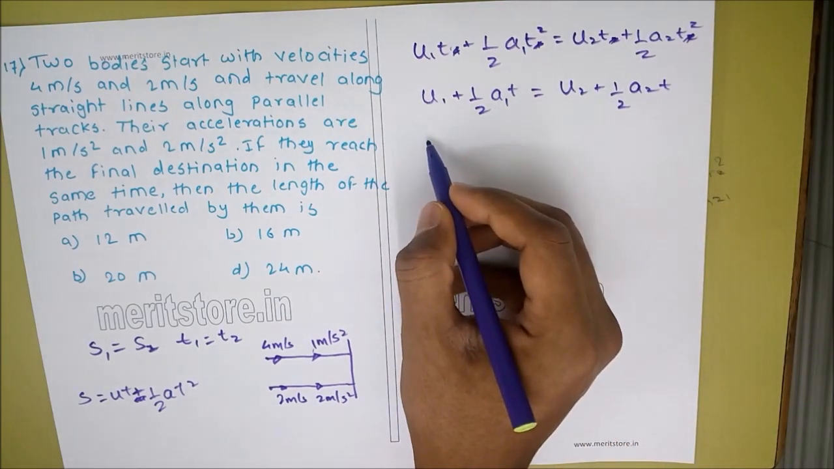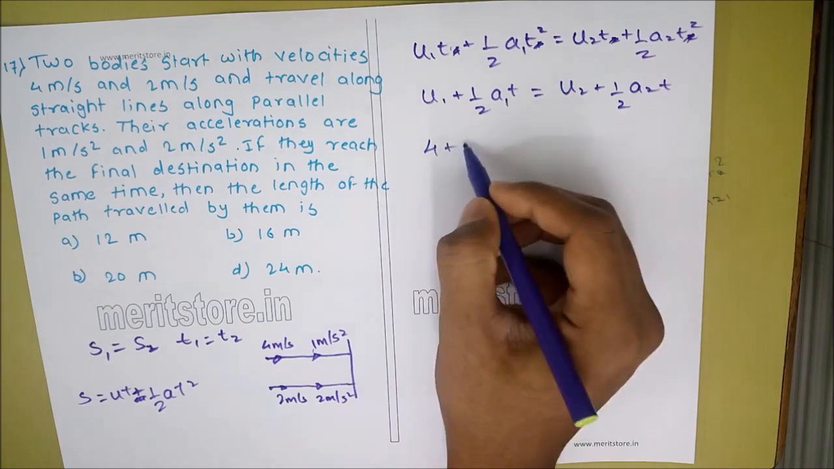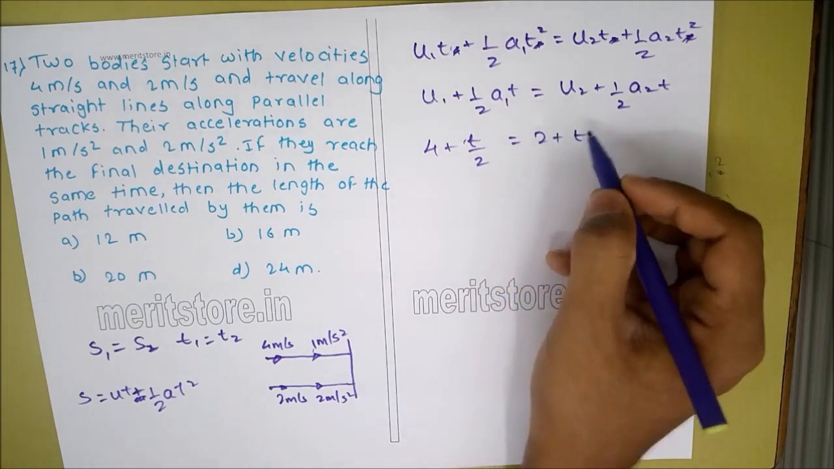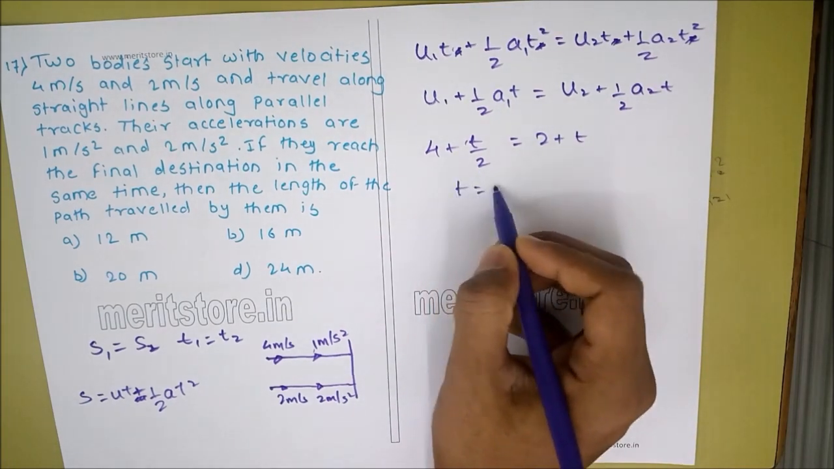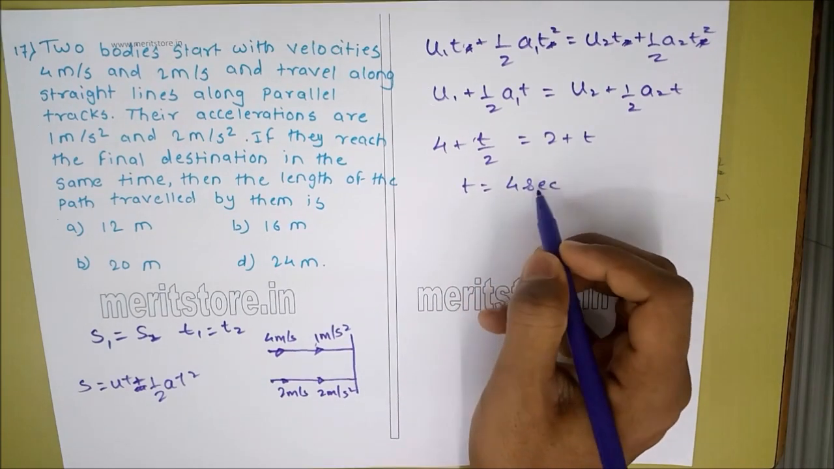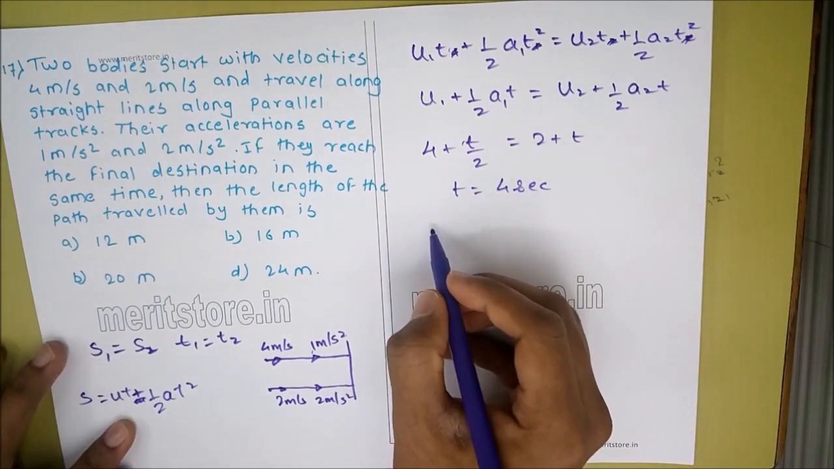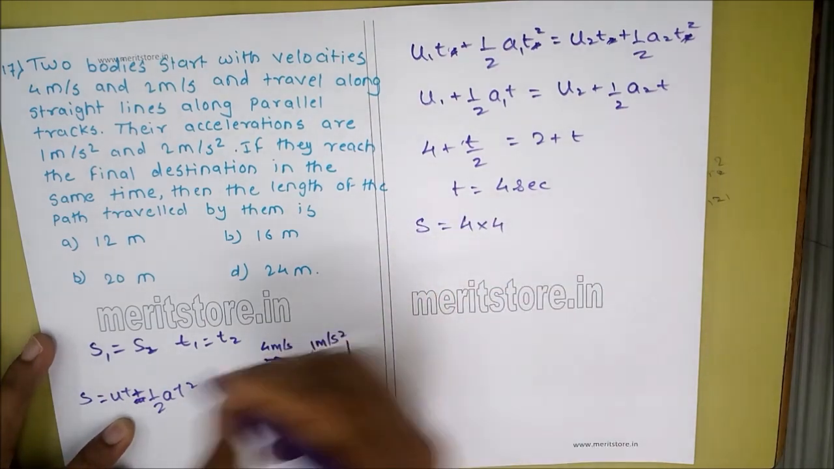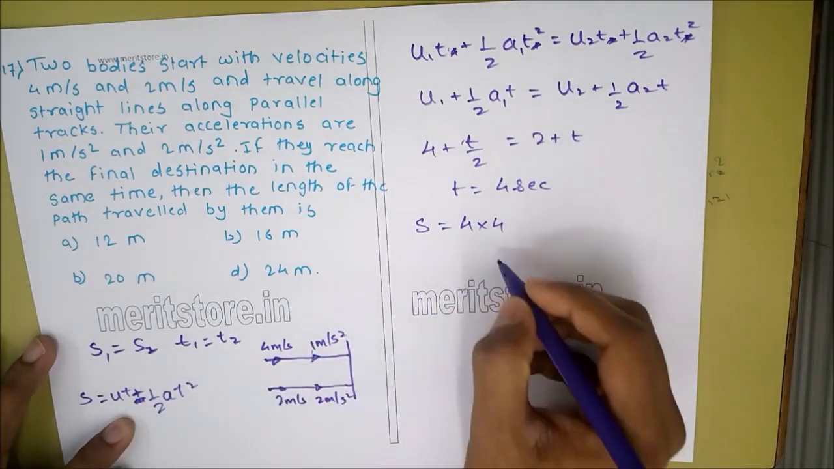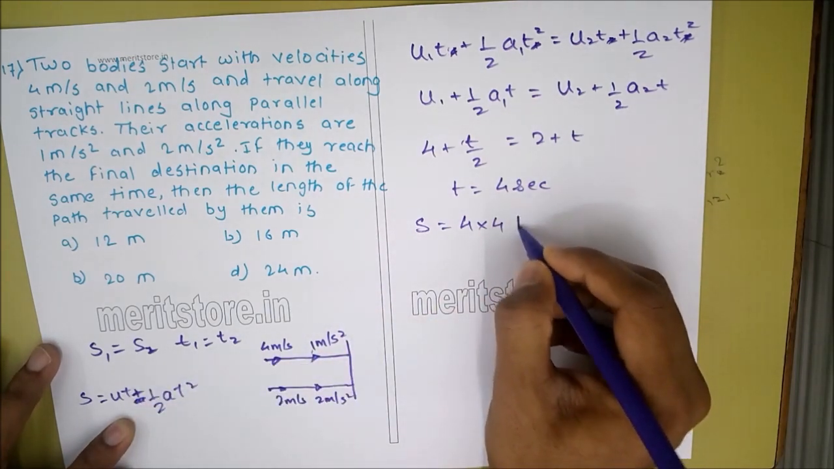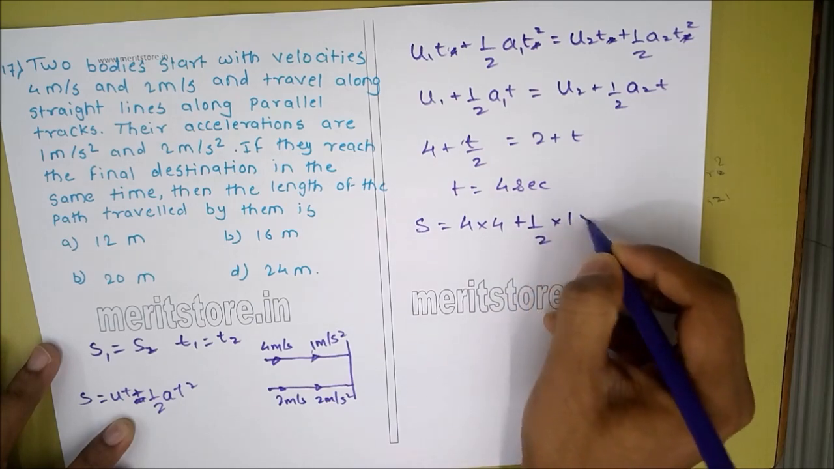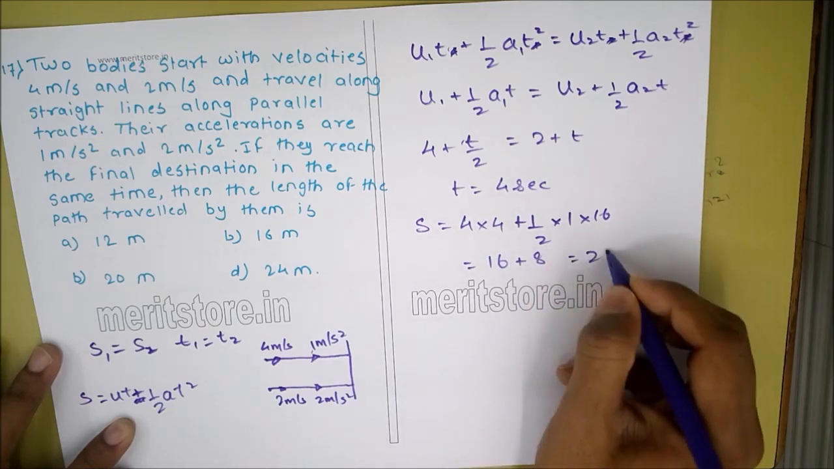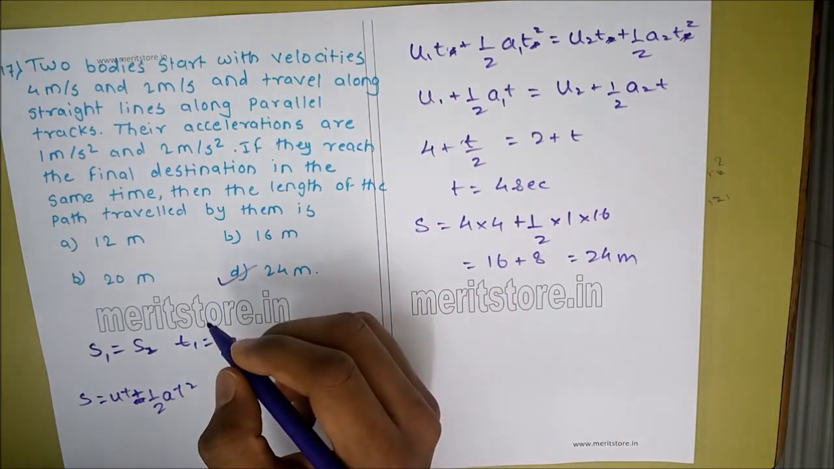Now let's substitute the values. We get 4 plus t by 2 is equal to 2 plus t. So solving for t, we get t value as 4 seconds. Now let us substitute the value of t in one of the equations. So we get s = 4 × 4 + half × 1 × 16, which is equal to 16 plus 8, which is nothing but 24 meters. Therefore the answer is option D.